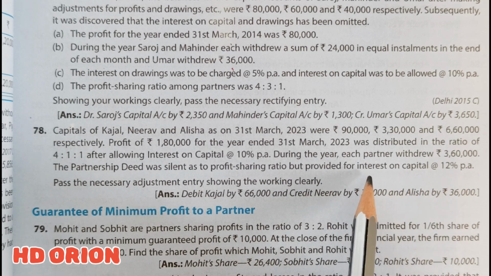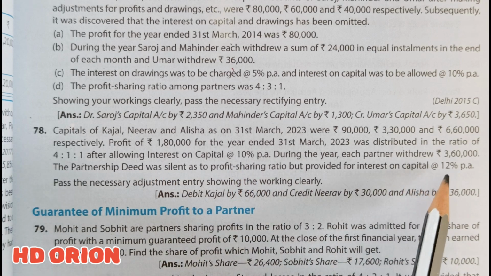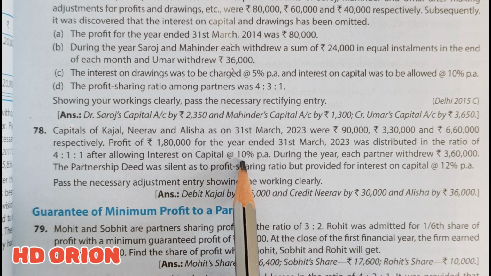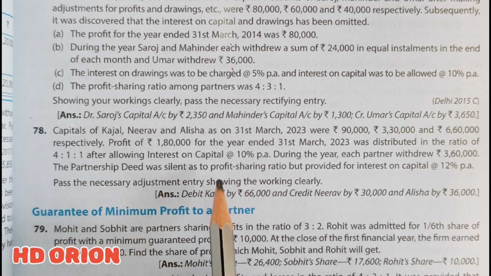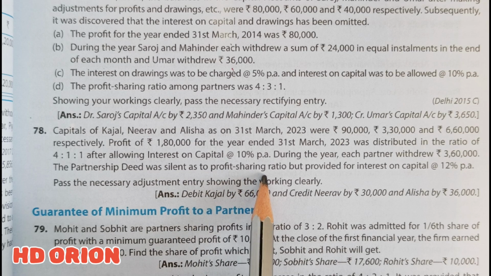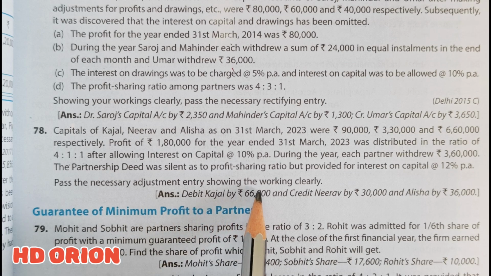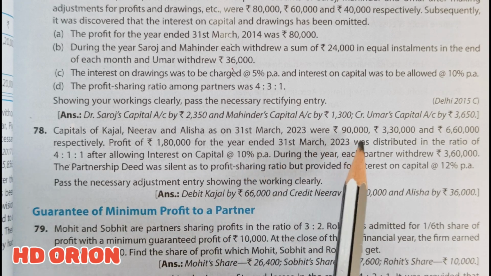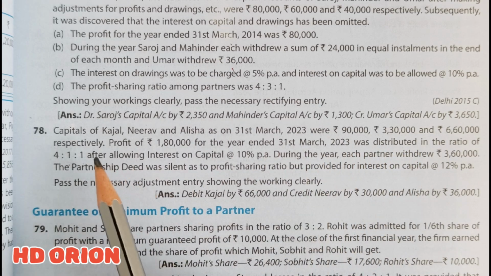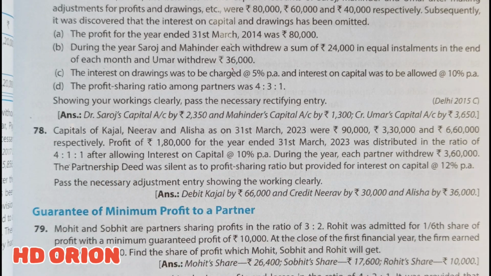Now here wrong interest on capital has been given to them. It is recommended 12% per annum but only 10% is awarded to them. First thing. Second thing, the partnership deed is silent about profit sharing ratio, but by mistake the firm has given the profit in the ratio 4:1:1. So pass the necessary adjustment entry showing the working clearly. Now here the closing capital balances are given, fine, and therefore we will have to calculate opening capital balances so that we can calculate the correct interest on capital on them. Let us see the detailed explanation of it in the solution.